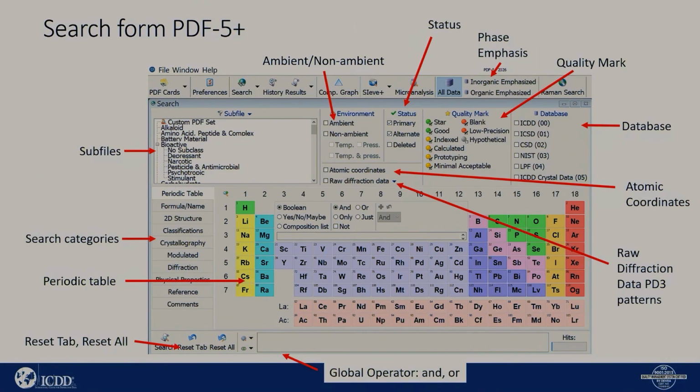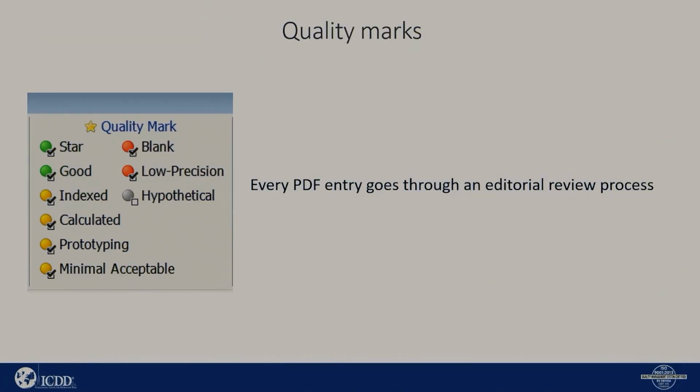Okay, when you open up the database, you have what we call our search form. Back in the day, it was the Hanawalt manual, but you had the search form, and the search form allows you to do more than just say, can I search for a particular powder diffraction entry or a powder diffraction card? And there are several components here of what and how you can do your searches. And I want to emphasize for a moment the one called quality mark.